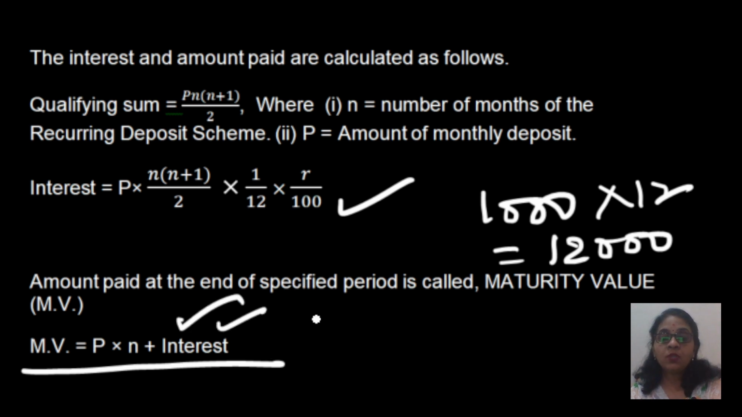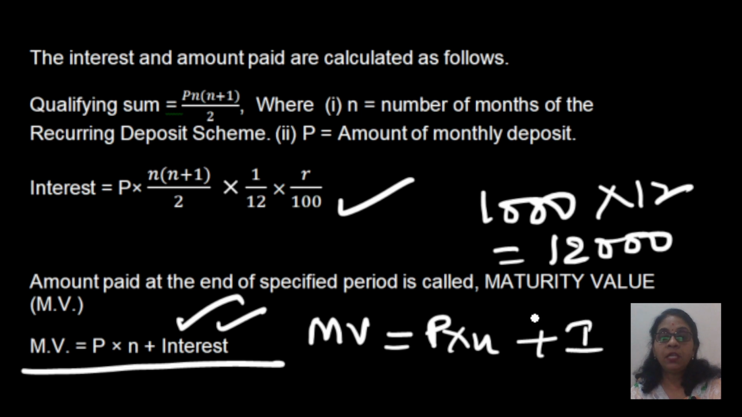So, the money that you get from the bank at the end of the term is the maturity value, and this maturity value is nothing but P into N plus interest, where the formula for interest is P into N into N plus 1 by 2 into 1 by 12 into R by 100. Children, please break it up in your mind so that it is easy for you to memorize.